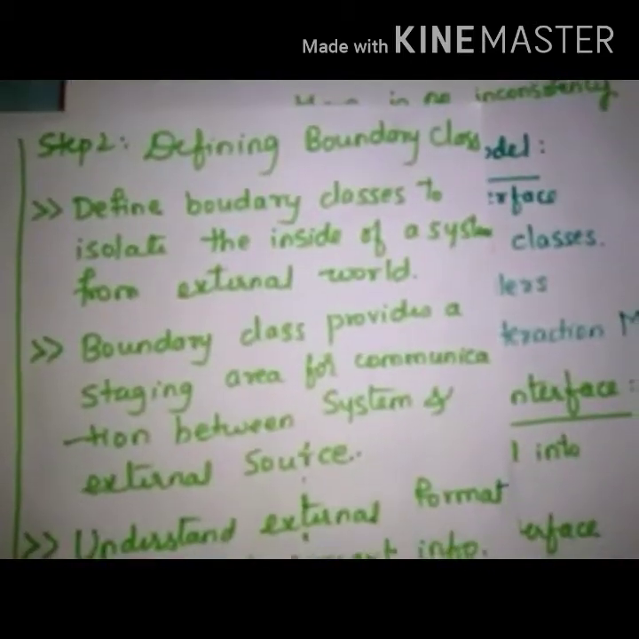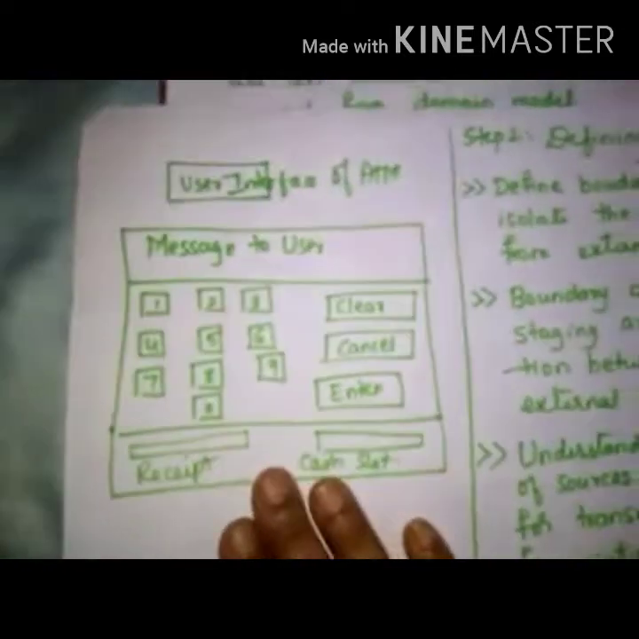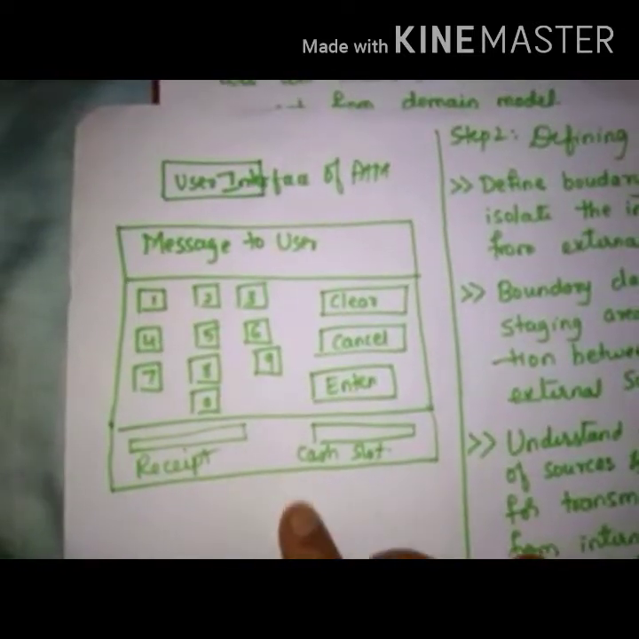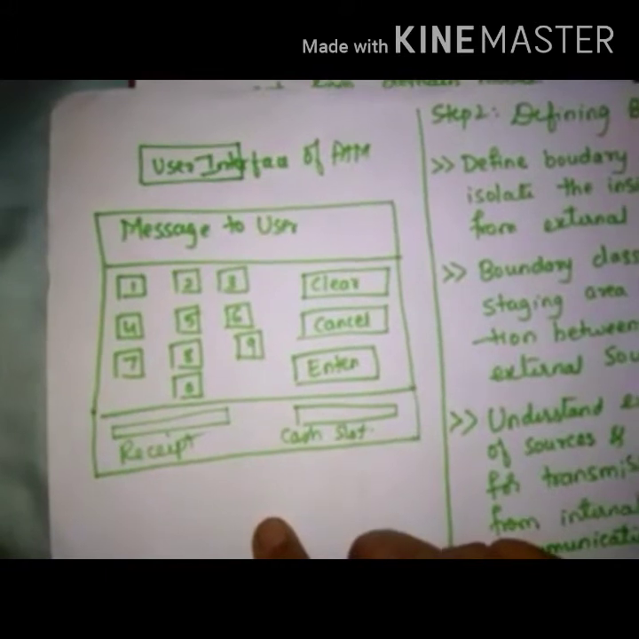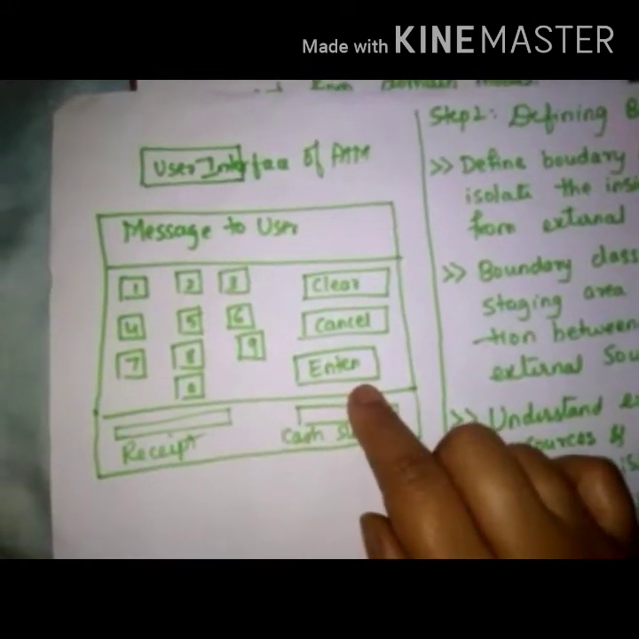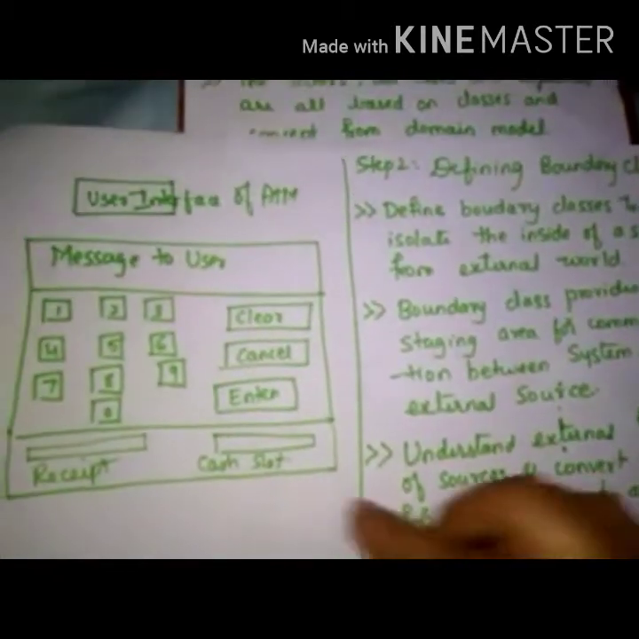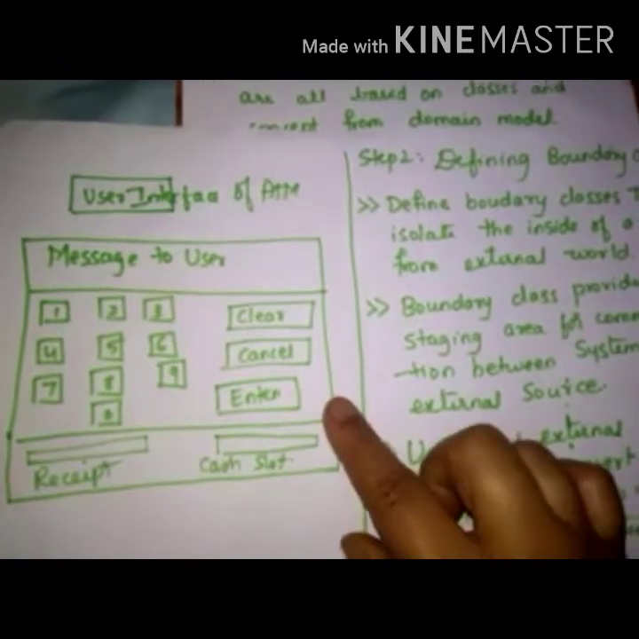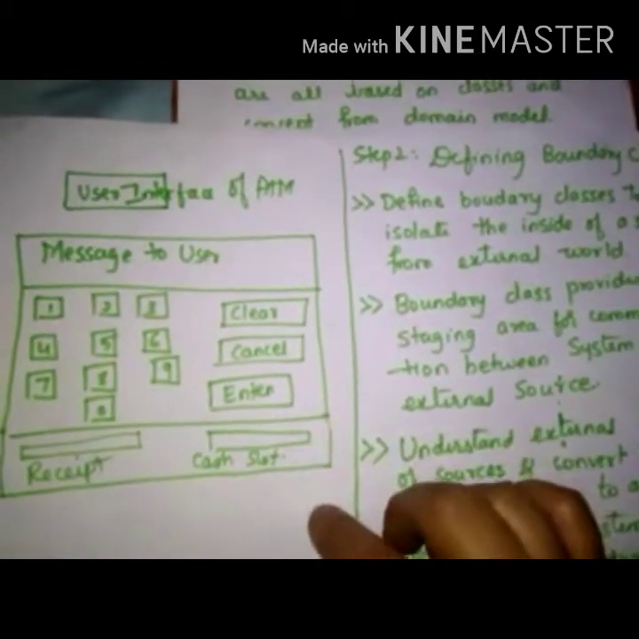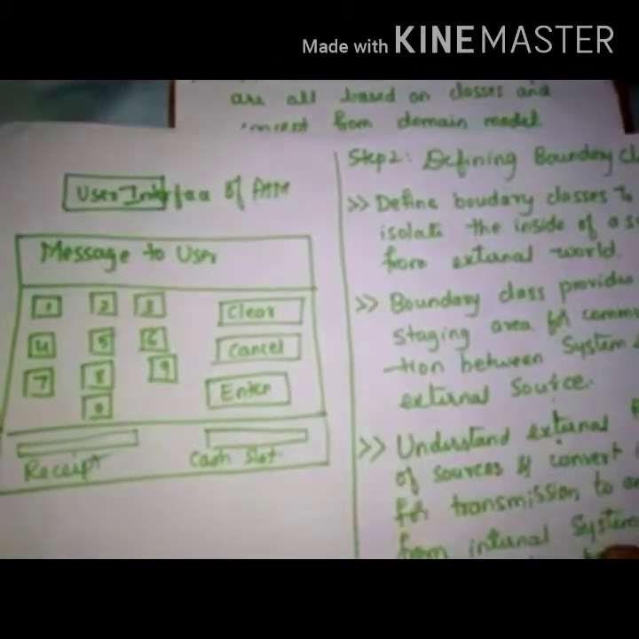The second step is defining the boundary classes. The boundary classes means when a particular ATM machine is in front of you and the user is standing with a card to insert into the particular slot, right? So the boundary between a customer and the ATM is the card. When you insert it, it connects the external object to the internal application.